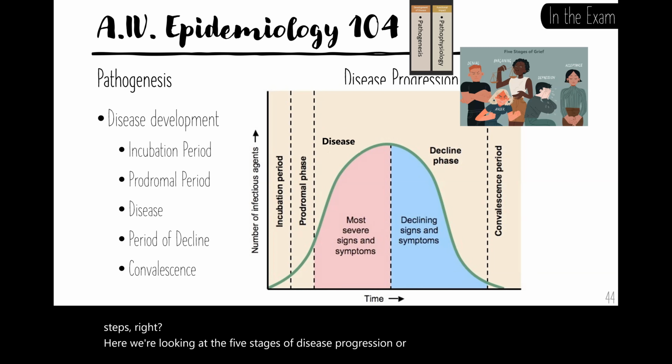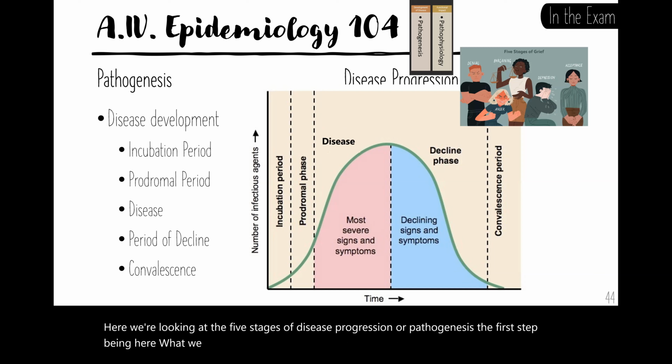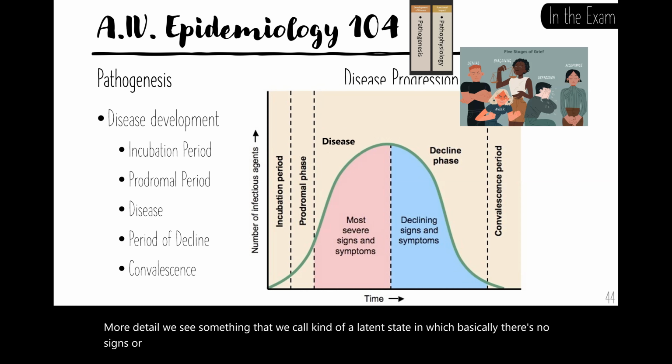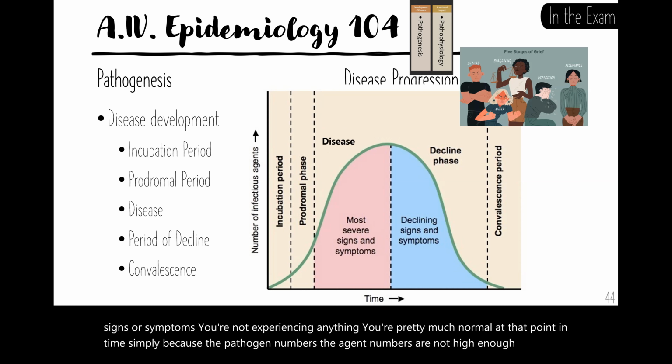The first step being here what we call an incubation period. And so this occurs as this point of contact or entry state. And we'll go into this in a little bit more detail. We see something that we call a latent state, in which basically there's no signs or symptoms. You're not experiencing anything. You're pretty much normal at that point in time, simply because the pathogen numbers, the agent numbers, are not high enough to have an effect upon you.